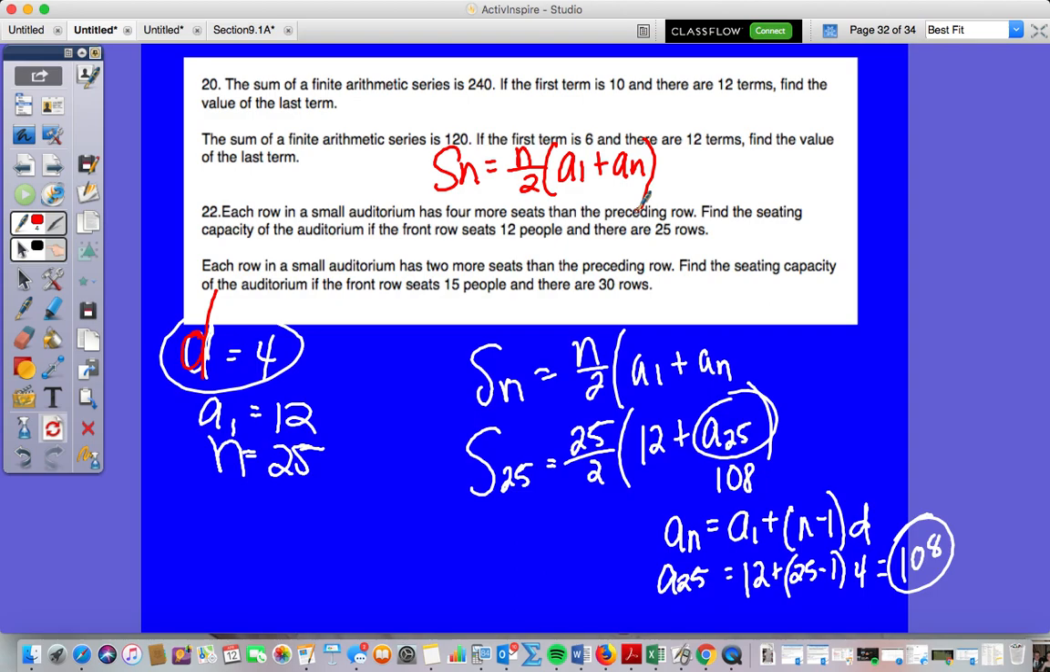We've got 240 in for Sn. Then let's plug in 12 for n. So 12 over 2. Then the first term is 10, so a1 is 10. And then all we have to do is find the last term. I'll label that as X, the part that I'm trying to find. So then you just do 12 divided by 2. 6. Yep. What do I do with that 6?